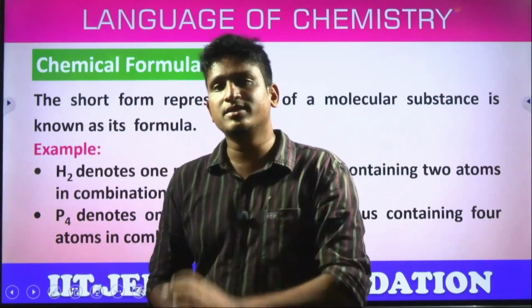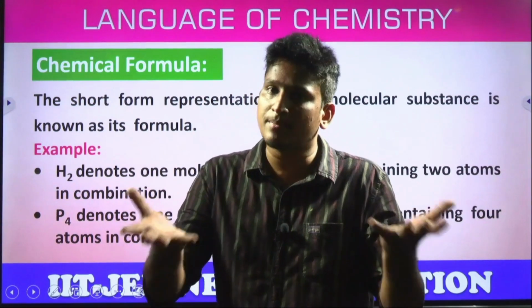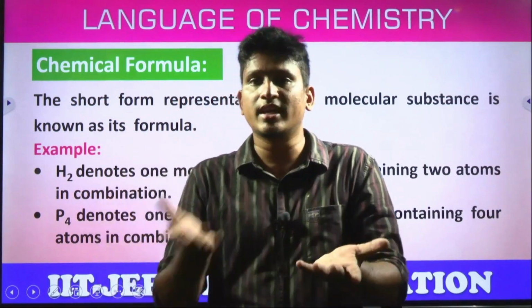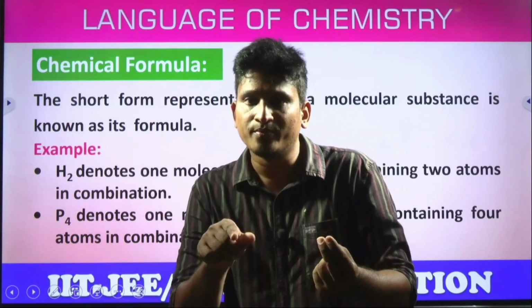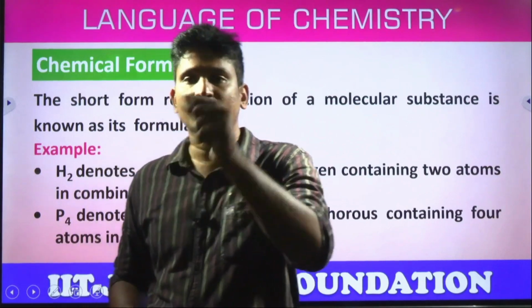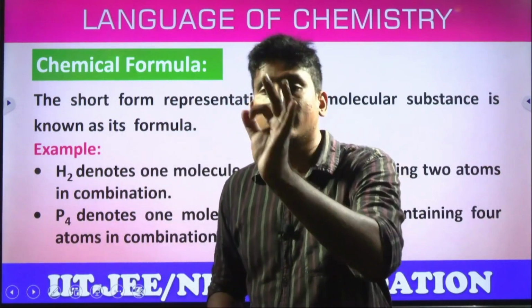So how can we represent these formulas? Ultimately the molecules are made up of atoms only. That means we need to represent the symbols only. Yes or no, students? H2O, we are saying H and O. What is this number 2? What does it indicate? It indicates atomicity, which we discussed in the previous video: the number of atoms in a molecule.